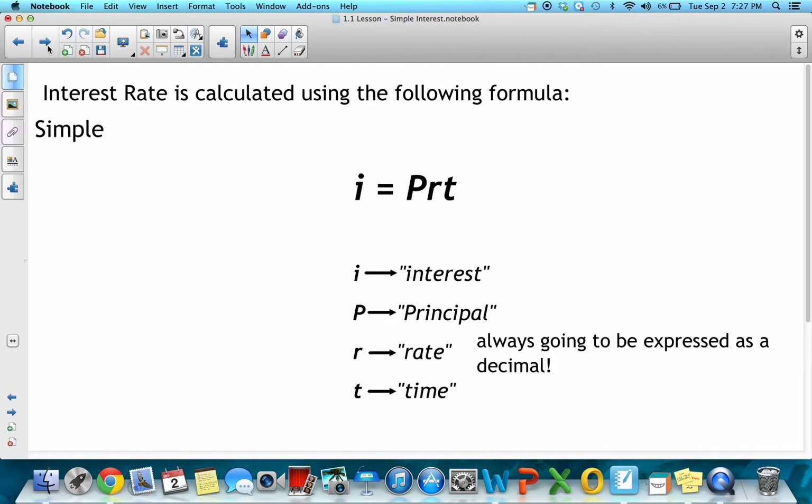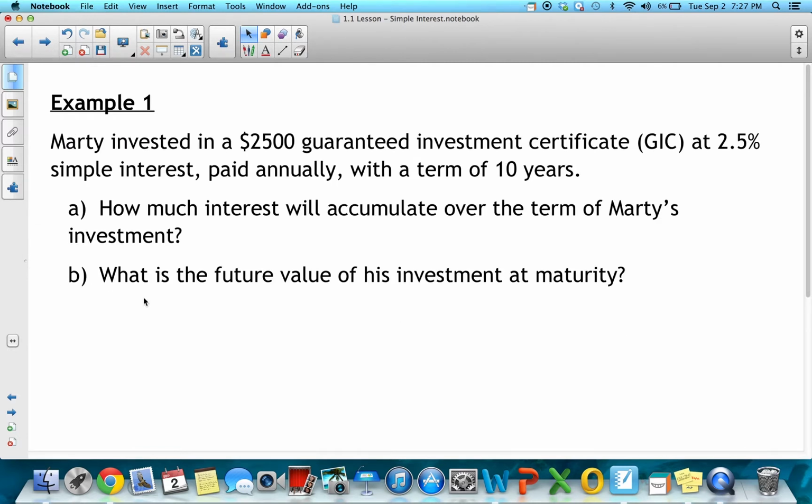All right, moving on. Example number 1, Marty invested in a $2,500 guaranteed investment certificate. So this is a type of investment that you can buy through a bank, typically also known as a GIC. He's earning 2.5% interest, simple interest, and it's paying it annually with a term of 10 years. How much interest will accumulate over the term of Marty's investment? So we're using this formula of I = PRT.